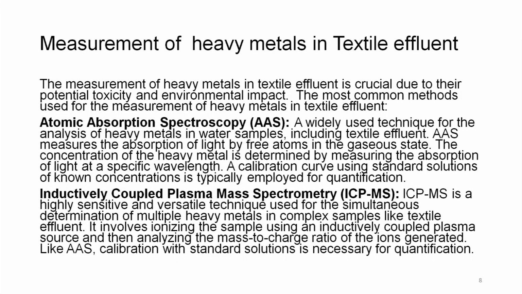AAS is a widely used technique for the analysis of heavy metals in water samples, including textile effluent. AAS measures the absorption of light by free atoms in the gaseous state. The concentration of the heavy metal is determined by measuring the absorption of light at a specific wavelength. A calibration curve using standard solutions of known concentration is typically employed for quantification.